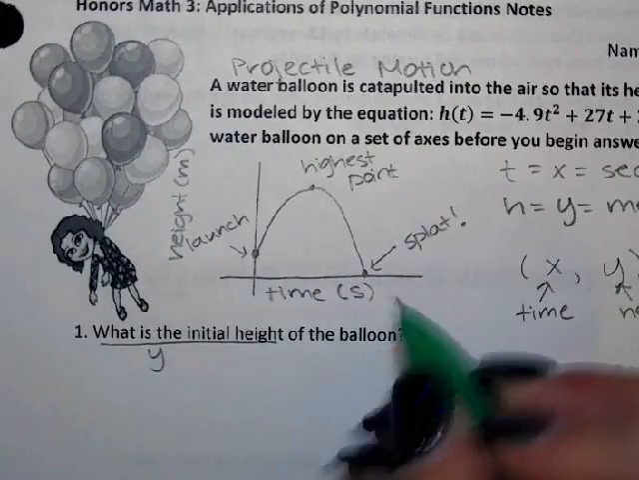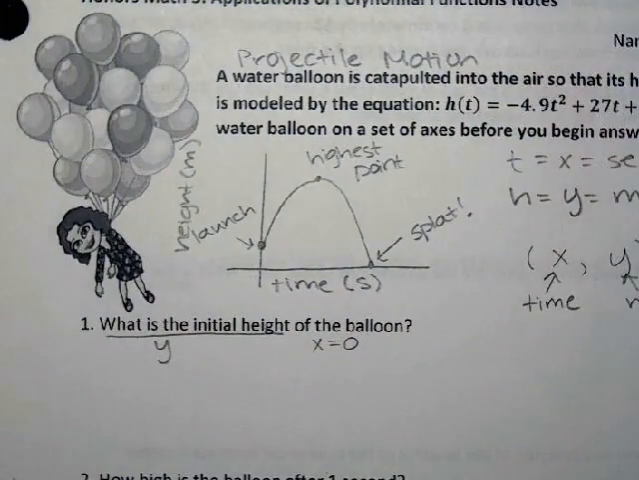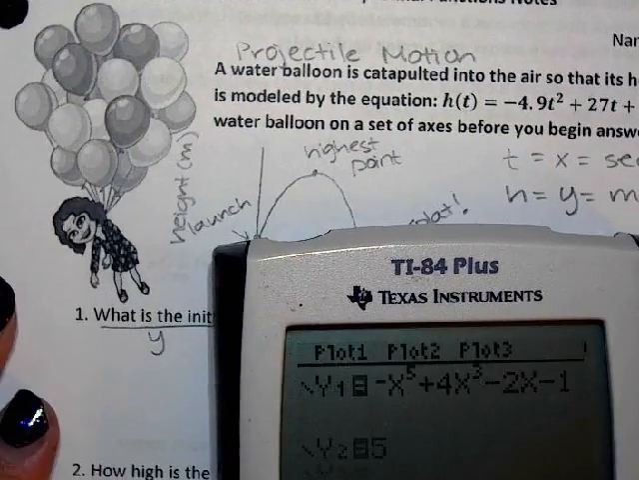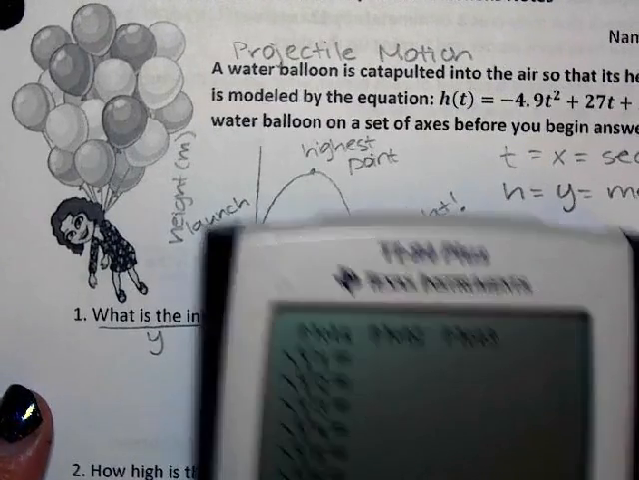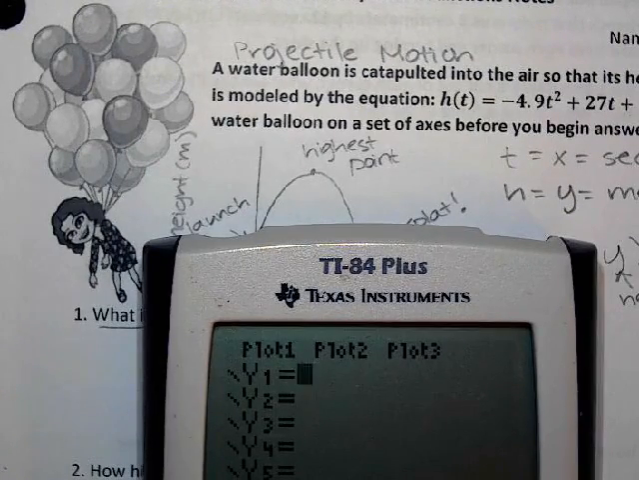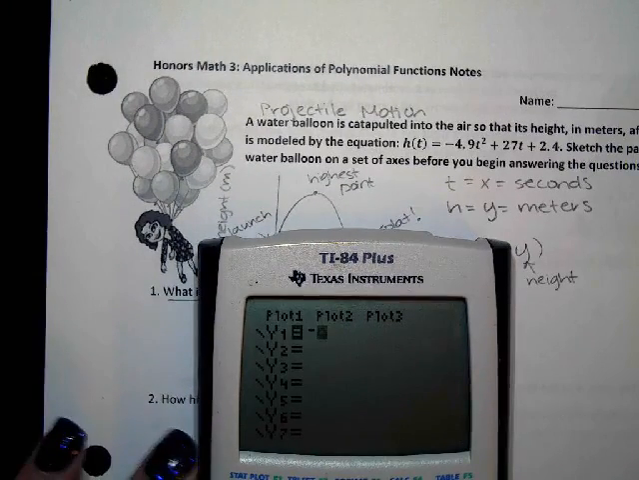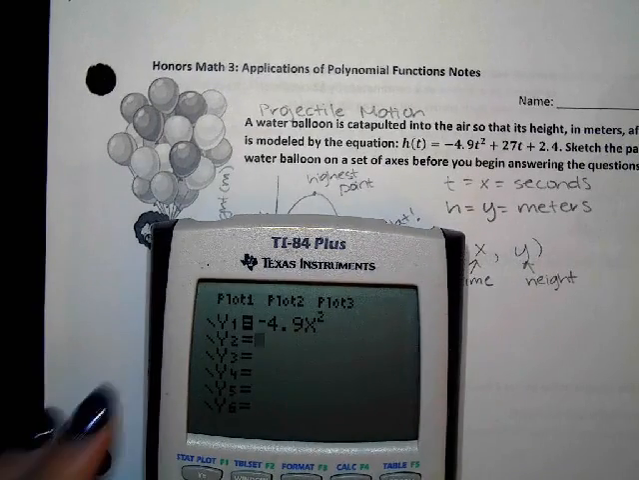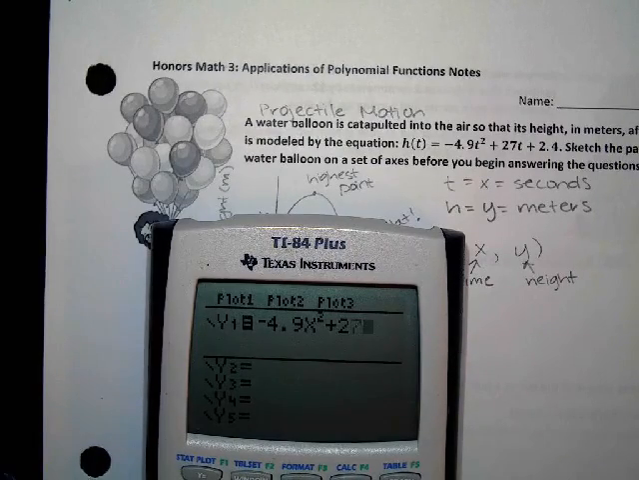So let's go ahead, we're going to start plugging this in. We're going to make sure that we can see all the important parts of this problem. I'm going to give you guys a trick for that on these calculators, how you can make sure you can see everything that you want to be able to see. So negative 4.9x squared. I am not a fan of zoom fit. I'll show you a different method for that than zoom fit. 27x plus 2.4.